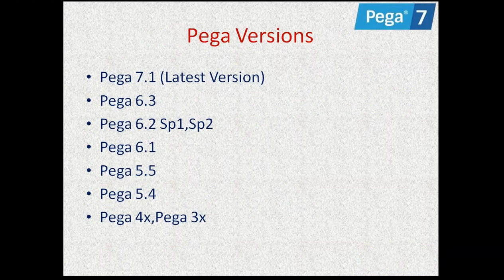Coming to the versions, Pega 7.1 is the latest version. Previous versions are 6.3, 6.2, SP1, SP2. 6.3 was released in 2013, this one in 2012, 6.1 in 2011. Every year they release some versions. For Pega 7.1, for the coming 4 or 5 years they will not add any new versions; they will only make slight minor modifications.